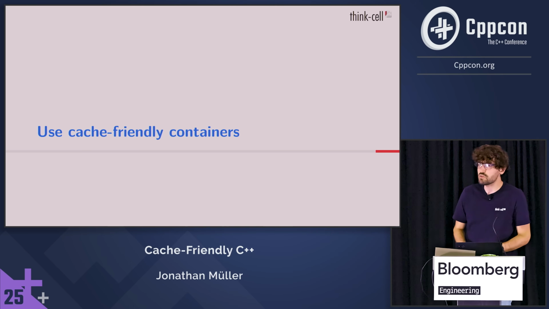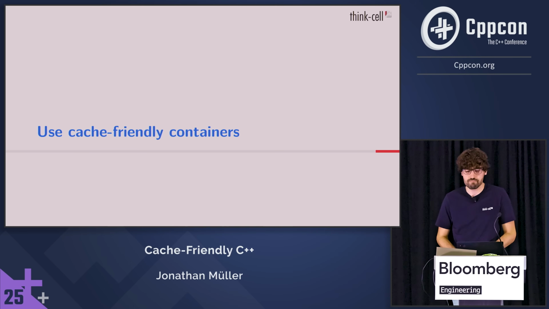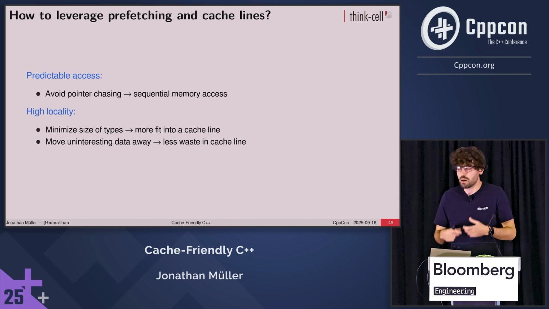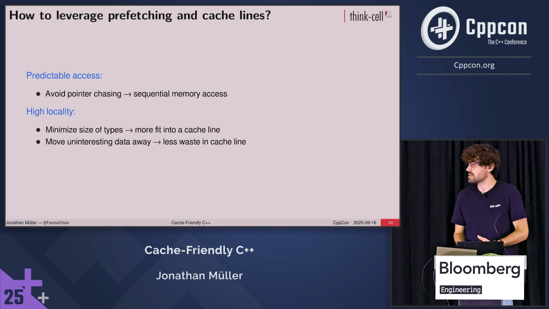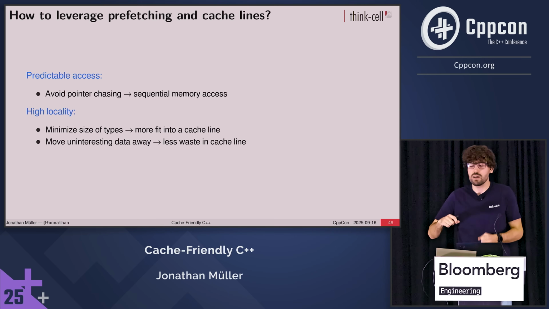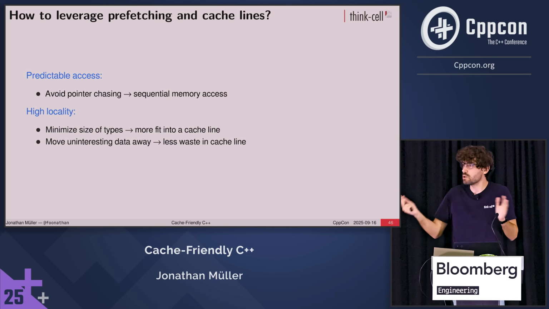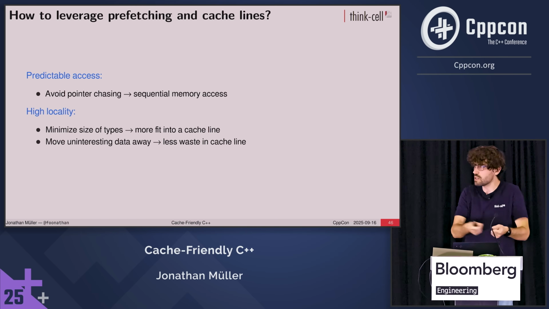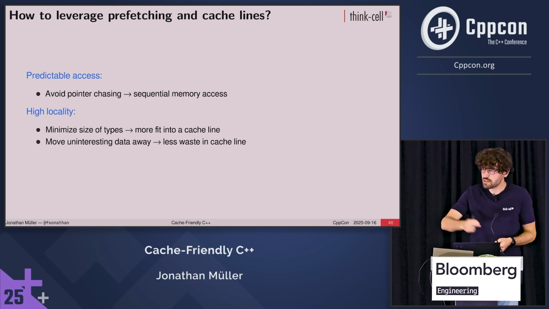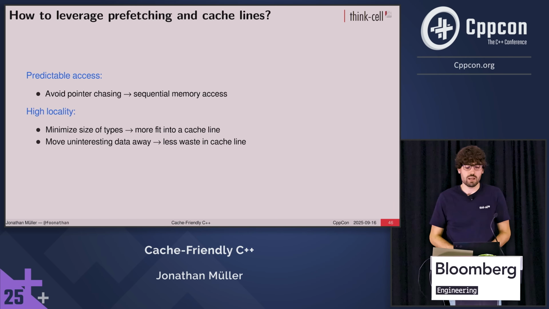And one easy way to achieve that is to use cache-friendly containers. So we want to leverage prefetching and cache lines. What this means is that we want predictable access patterns. We don't want pointer chasing. So if we need to dereference a pointer, the prefetcher has no idea what we're going to load, because it has to know the value of the address first. Instead, we want sequential memory access. Just access the memory sequentially, and then the prefetcher can help us.